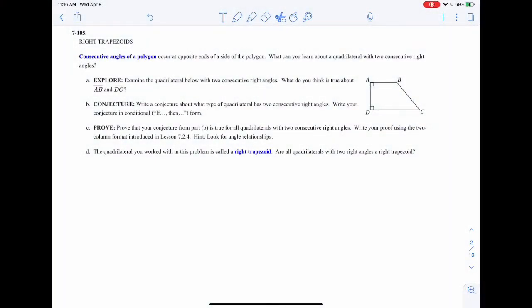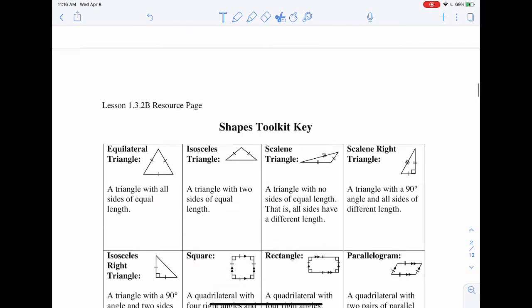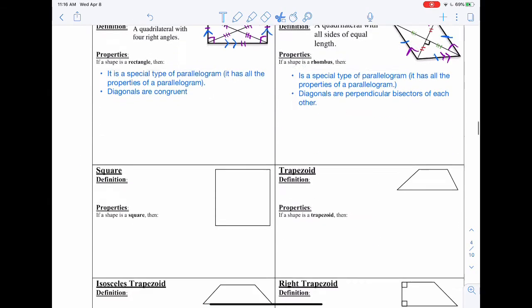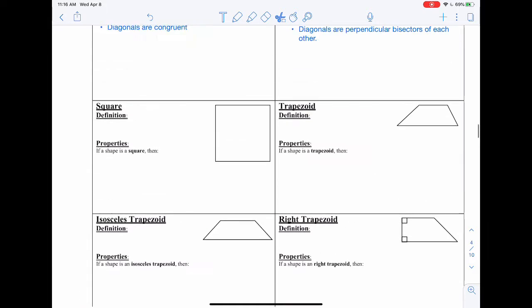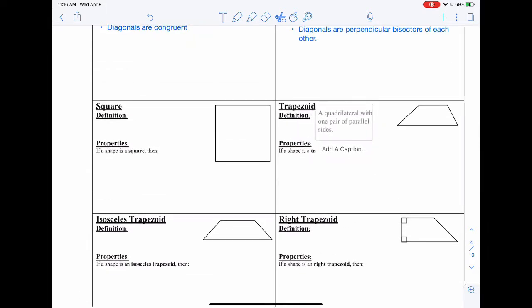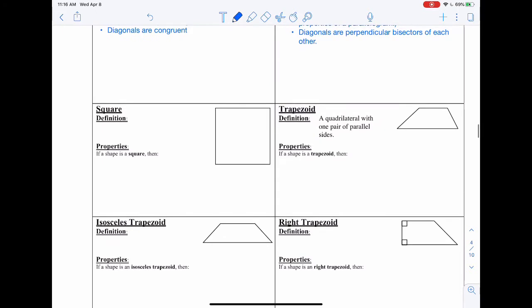Let's continue lesson 7.2.6 with problem 7-105, right trapezoids. Now here we're dealing with a new quadrilateral, a trapezoid. And so before we go any farther, let's add that to our toolkit. The definition of a trapezoid is a quadrilateral with one pair of parallel sides. So let's add that to our toolkit. And then let's show the definition on the shape itself by adding parallel arrows.